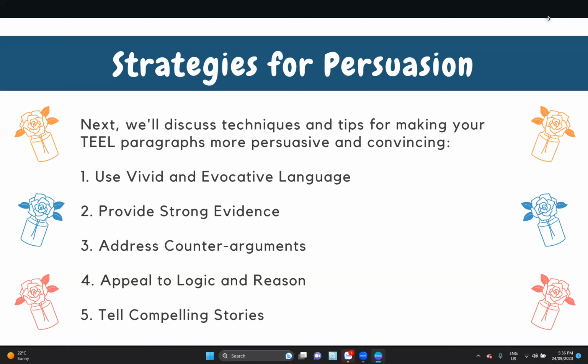So the more descriptive I can be, the better response I can get from my audience, the clearer the picture I can paint in their heads. So that's what evocative language is.